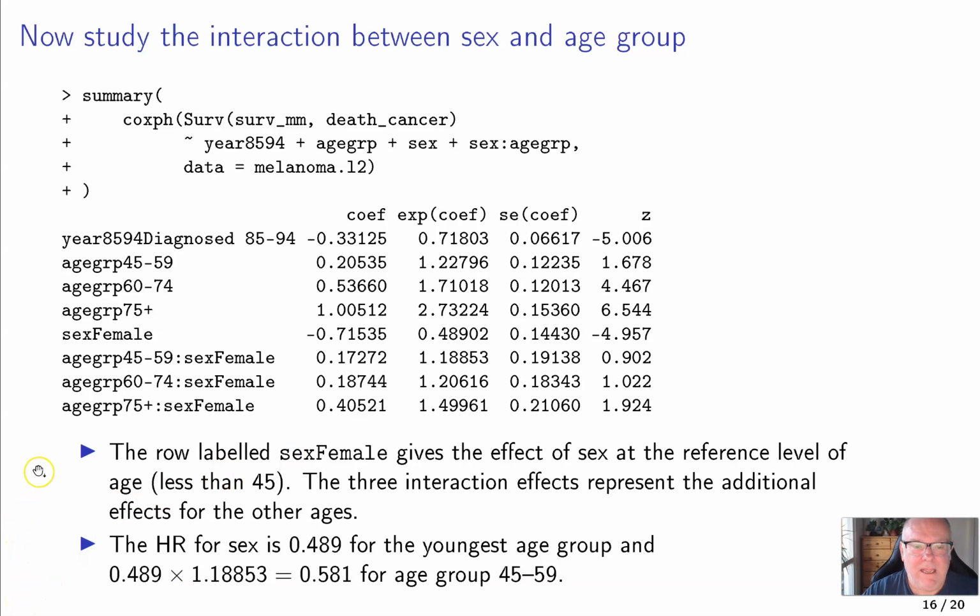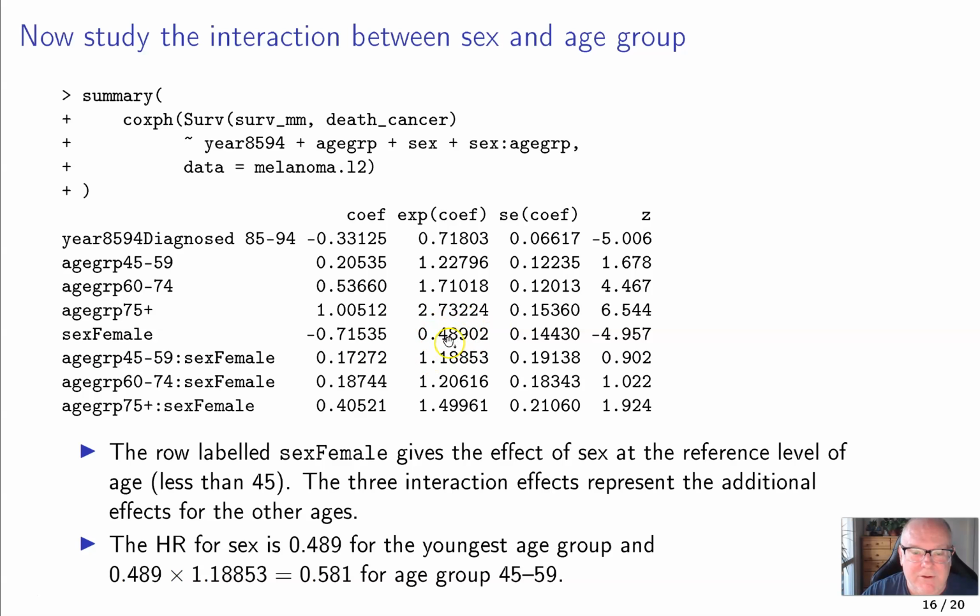So, this is technically the same as what we were doing before, but we now have a 4-category variable for age. So let's put in year, age group, sex, and then sex by age group. Well, we're interested in sex. Let's look at the effect of sex.